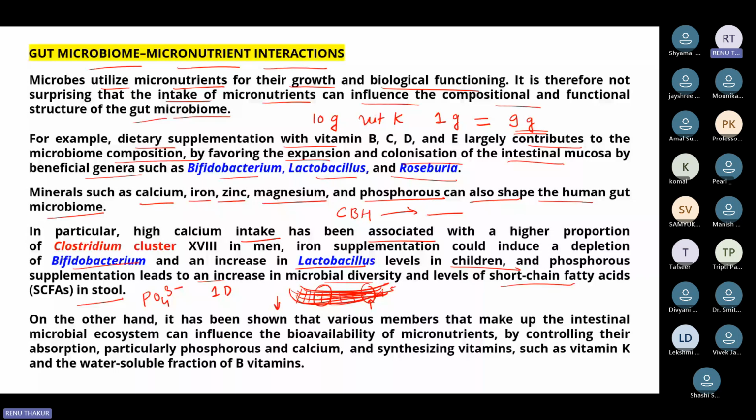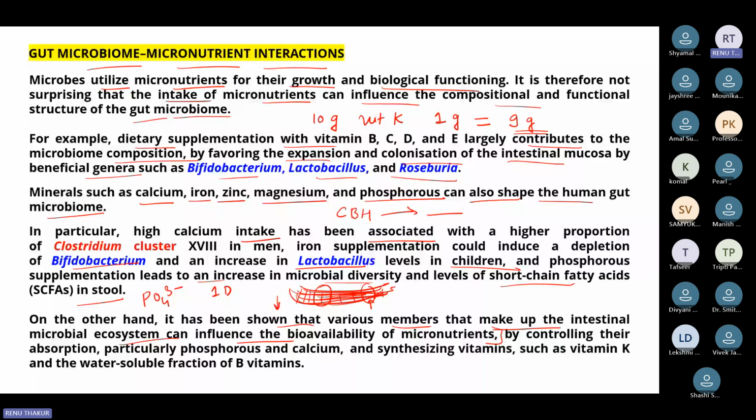Now, on the other hand, it has been shown that various members that make up the intestinal microbial ecosystem can influence the bioavailability of the point I was talking about. If the microorganism itself consumes some amount of a metabolite or micronutrient, then the bioavailability will definitely be influenced. If the bacteria consume 1 gram, then only 9 gram will be available to you for your use. So we have to control their absorption.